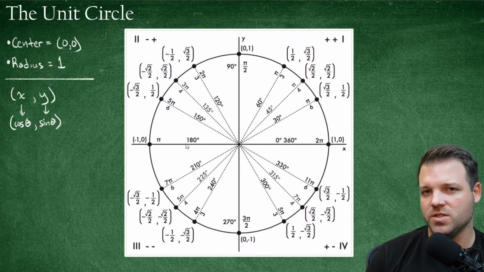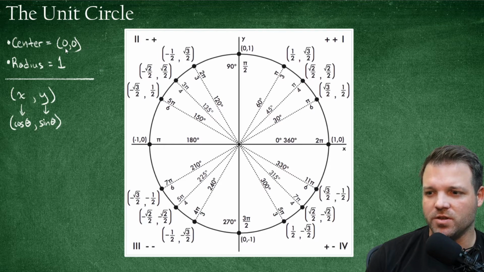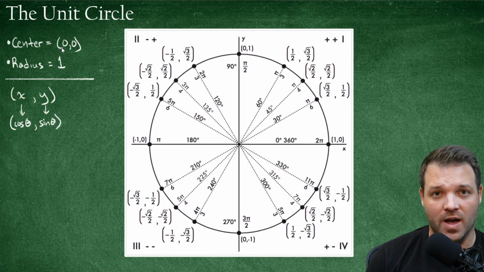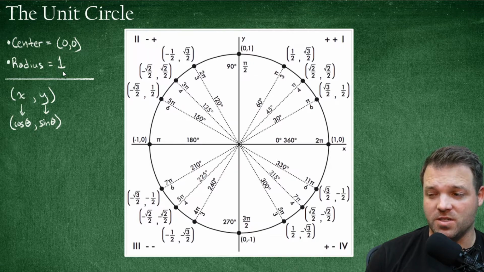Okay, and what is a unit circle? A unit circle is a circle that's on an XY coordinate plane with its center at the origin, 0, 0, and a radius of 1. And that's really a good place to start, by the way.